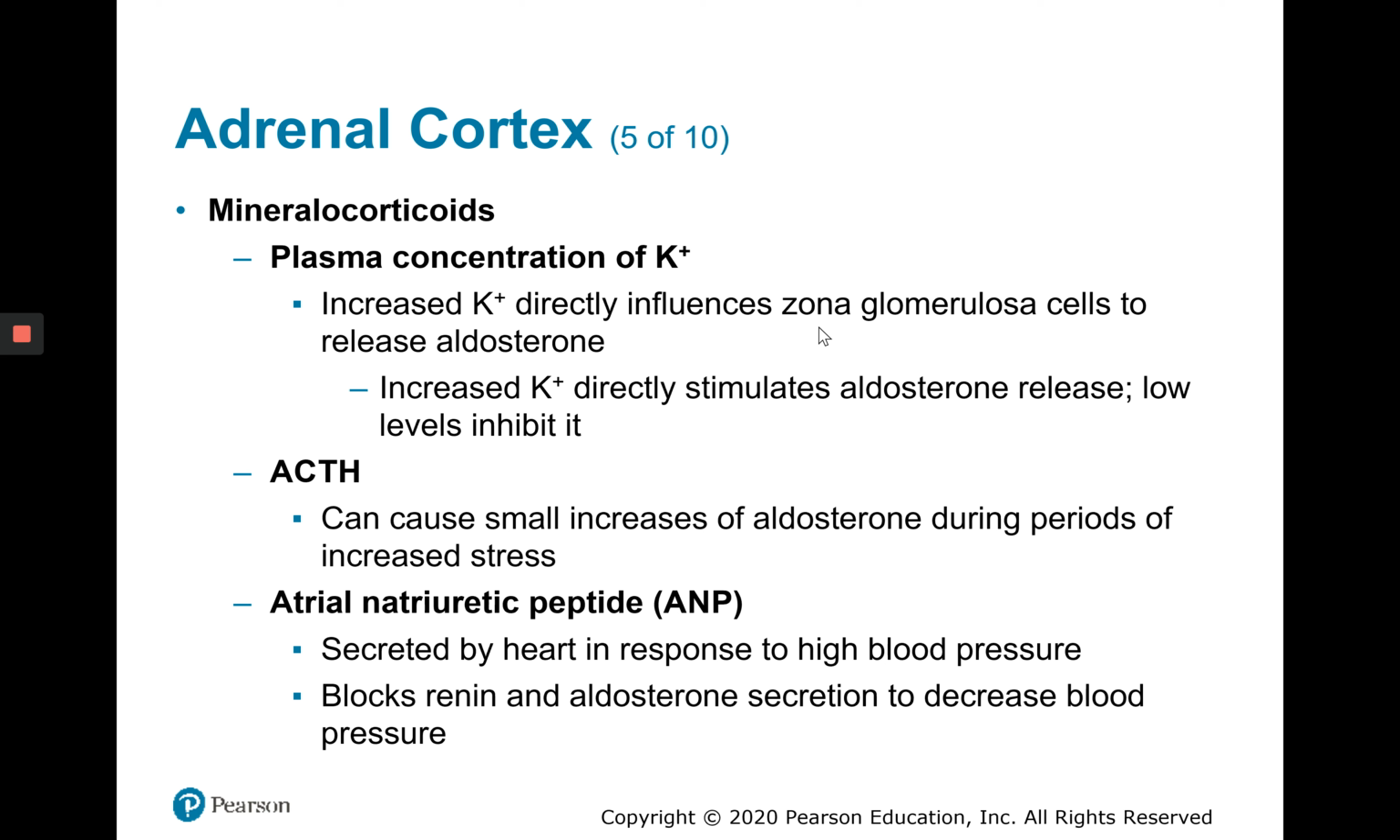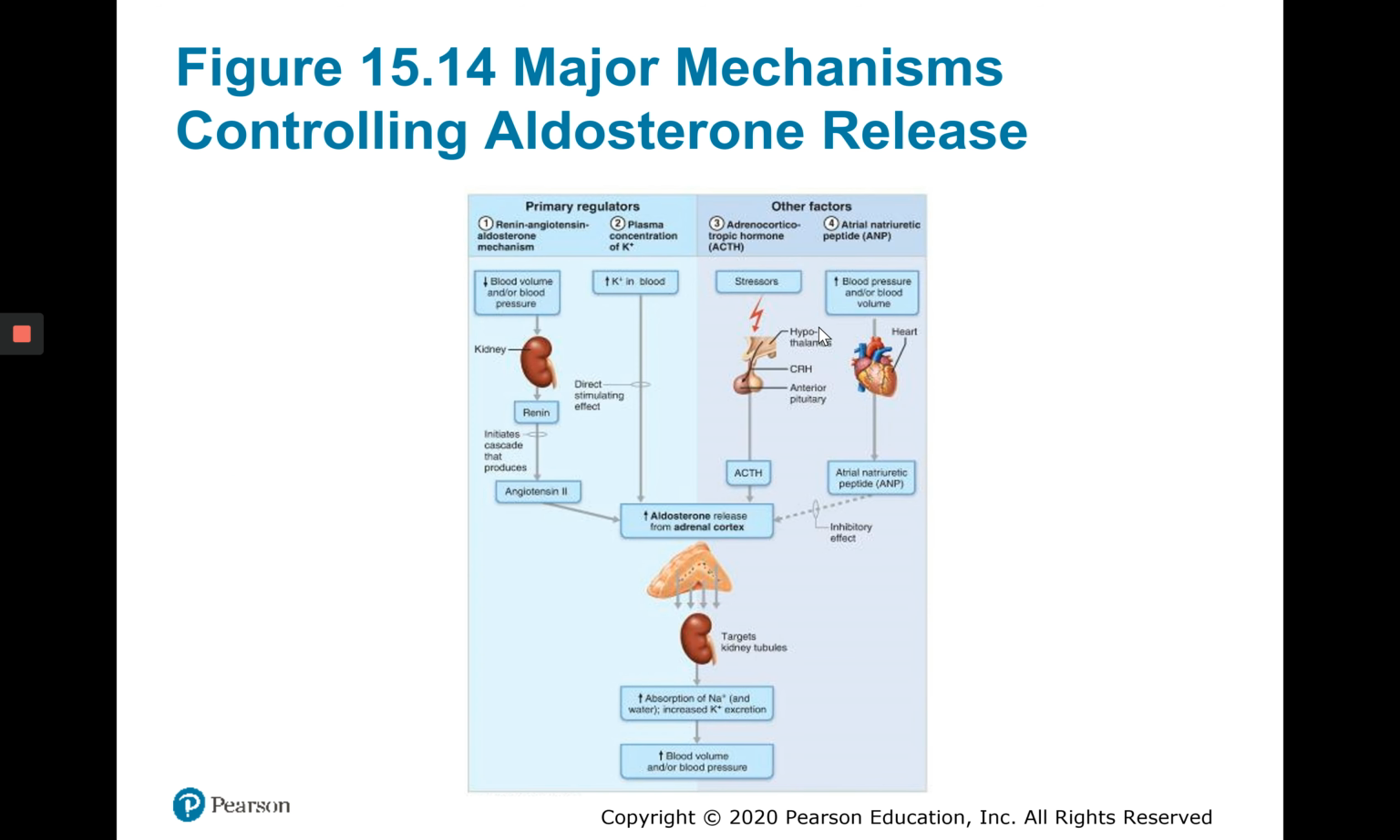So ANP definitely blocks renin, it blocks the renin-angiotensin-aldosterone mechanism. It's going to reduce aldosterone secretion, so it's going to act to reduce blood pressure, whereas aldosterone causes its increase. So definitely ANP, atrial natriuretic peptide, and aldosterone are antagonists. They do the opposite of each other.